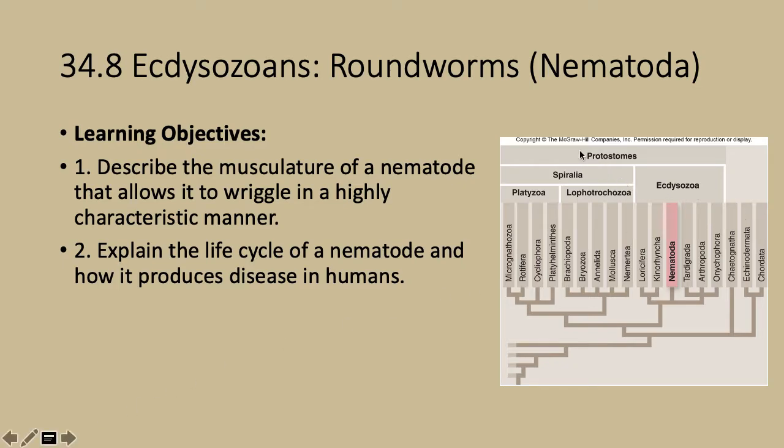We started off with protostomes, talking about platyzoans and lophotrochozoans, how they have spiral cleavage. Now we're moving on to the ecdysozoans with nematodes, and then we'll start arthropods, and that will conclude chapter 34 here. So roundworms, also known as phylum Nematoda.